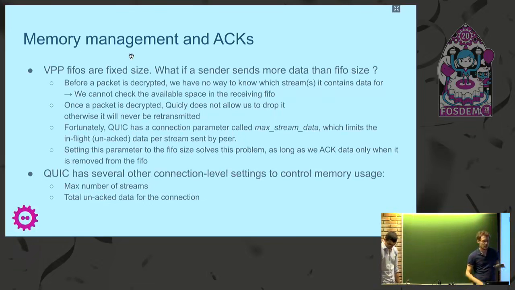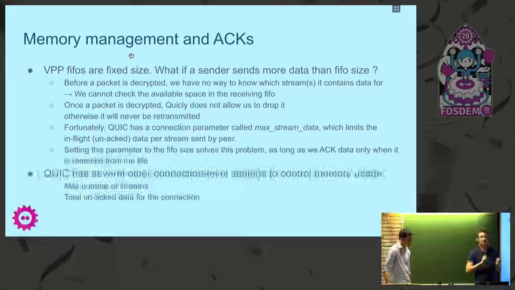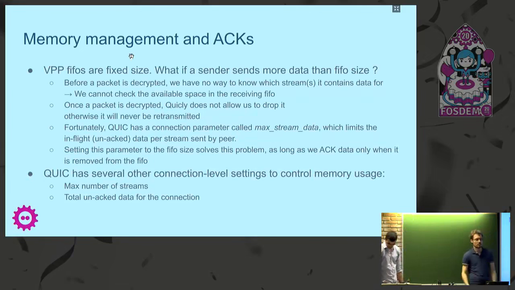And so that proves a bit the maturity of QUIC, because it has several other connection level settings in that sense to control the maximum number of streams, the maximum number of unidirectional streams, and the total amount of unacked data for the connection. That allows us to handle those kinds of tricky cases that the implementation sets on the way.